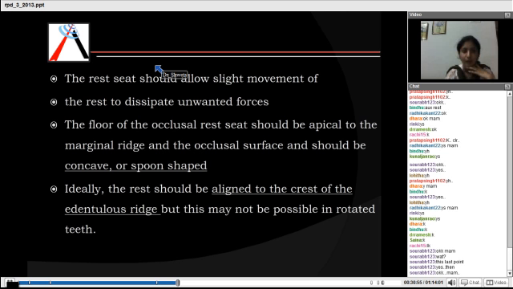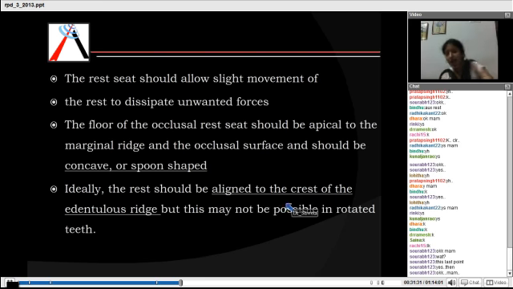Okay. Now, there are still more points. The rest seat should allow slight movement of the rest to dissipate unwanted forces. The floor of the occlusal rest seat should be apical to the marginal ridge and the occlusal surface and should be concave or spoon shaped. Now the floor of your rest seat should be concave or spoon shaped. It should not be box shaped like your cavity preparation.